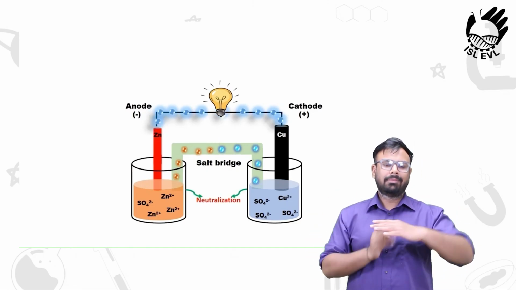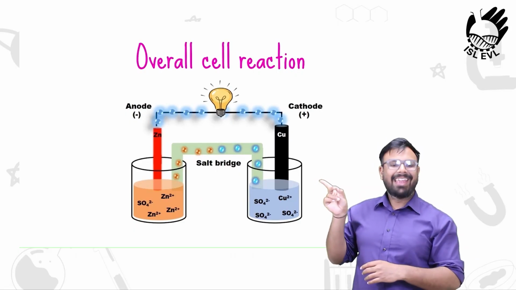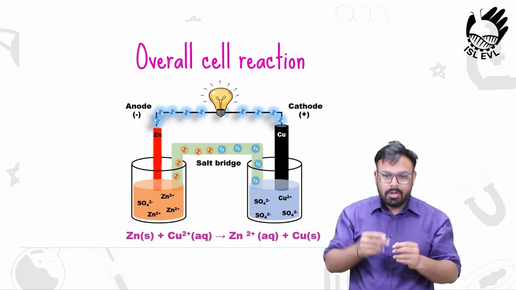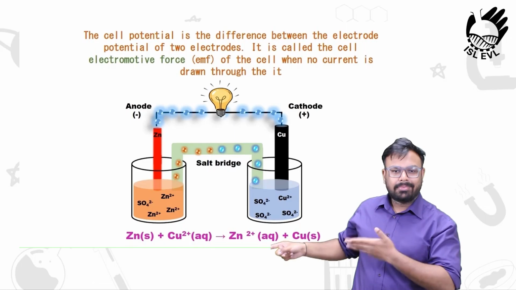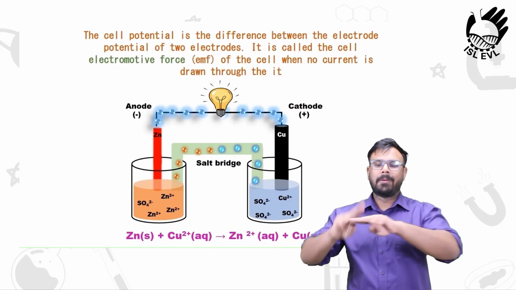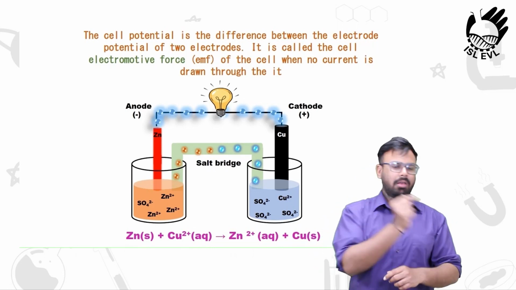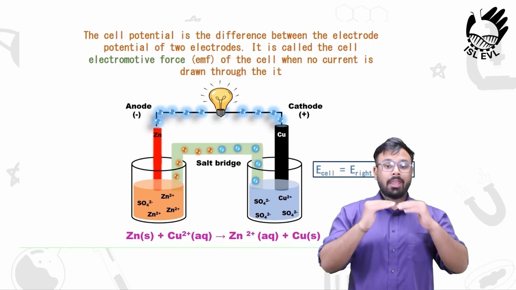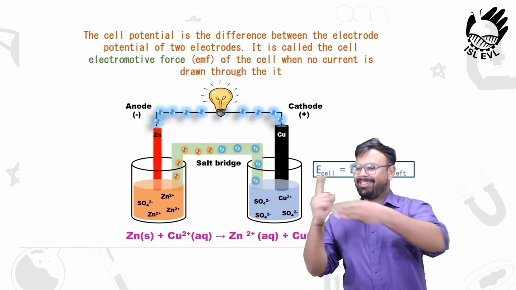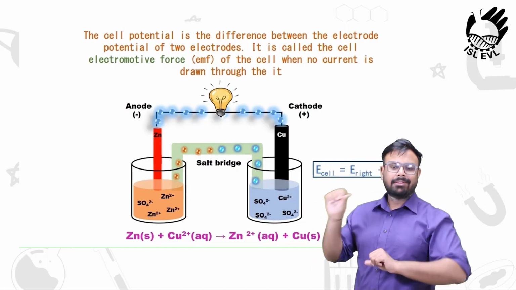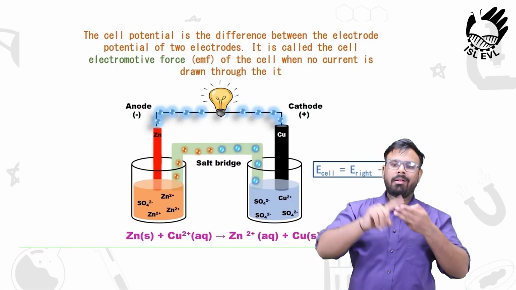of the system. Finally, the electromotive force or cell potential is the difference between the electrode potential of two electrodes when no current is drawn through the cell. The overall cell potential is measured with the equation E cell equal to E right minus E left. Hope we make you understand the clear concept of electromotive force.